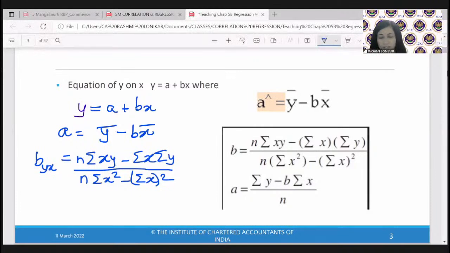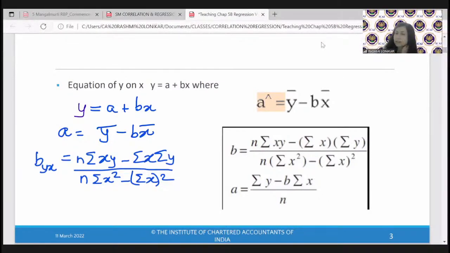Do you know what this is? N summation xy minus summation x summation y. We have done that yesterday. That is covariance, and in the denominator we can see something like variance. We will write the formula in terms of that also. But for the time being, we are talking about the regression line of y on x, which is given by a plus bx, where a and b are the regression parameters. A is given by y bar minus bx bar, and b is byx, given by n summation xy minus summation x summation y divided by n summation x square minus summation x the whole square.